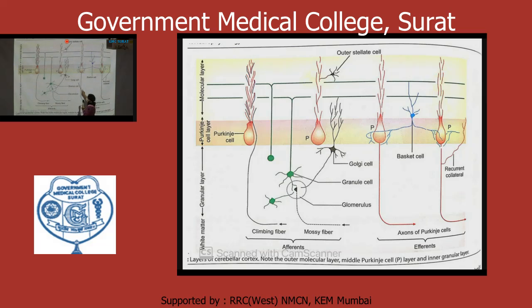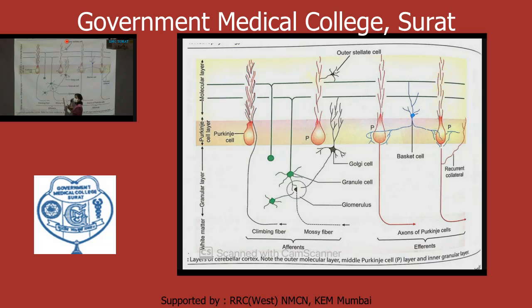Granule cells are excitatory in nature; their output is excitatory, whereas the Purkinje cells' output is inhibitory. Purkinje cells' output is always inhibitory.